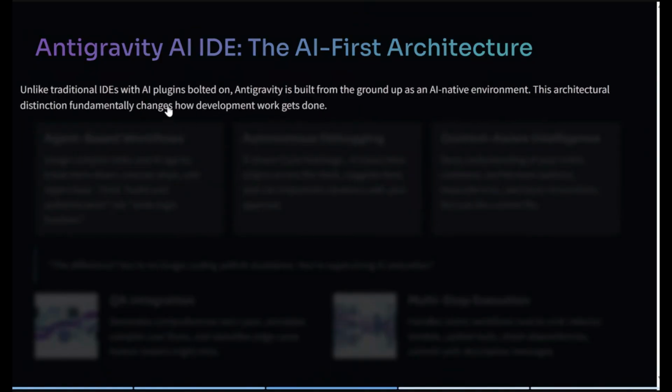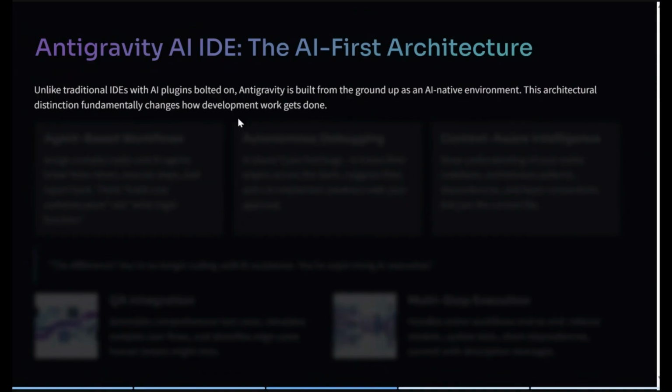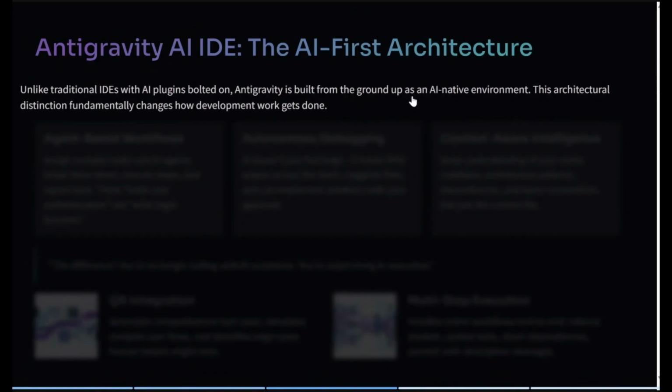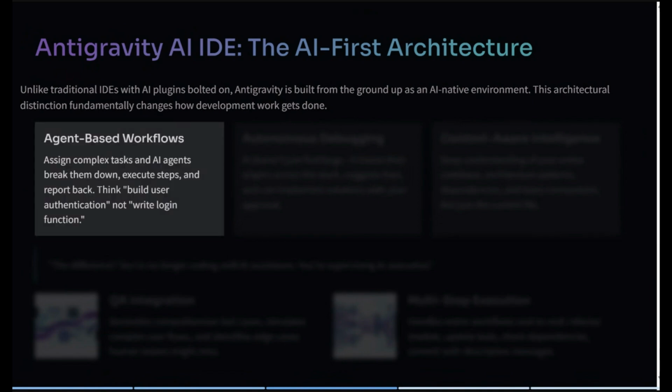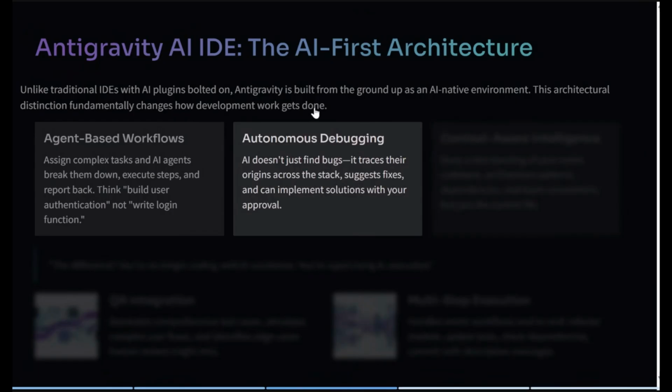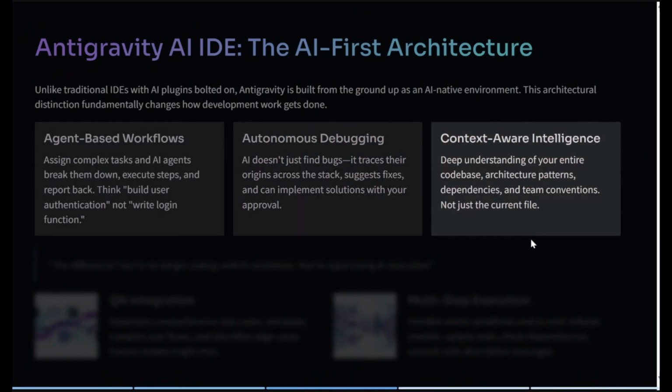So unlike traditional IDEs with simple AI plugins, Antigravity is built from the ground up as an AI native environment. This architectural distinction fundamentally changes how development work gets done, right? So it has agent-based workflows, autonomous debugging, and context aware intelligence as well. It understands the way in which you have written your code. It tries to understand the entire code base, whatever current folder or file access you have given. Accordingly, it is able to understand your entire code base, right?